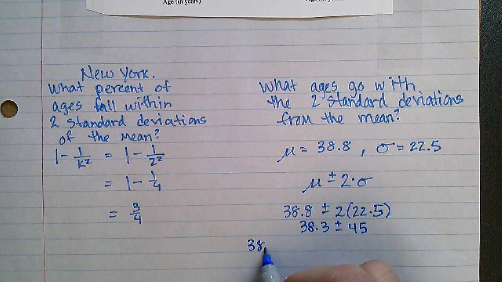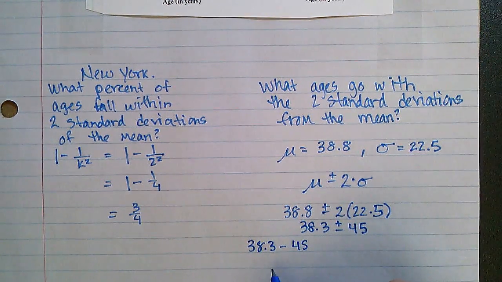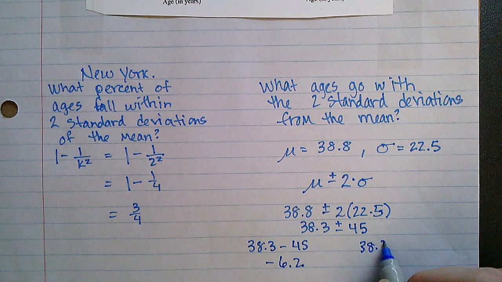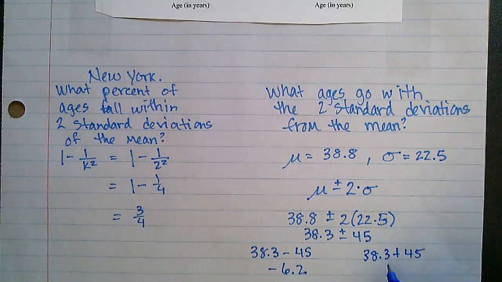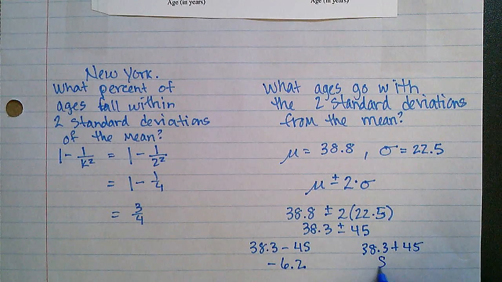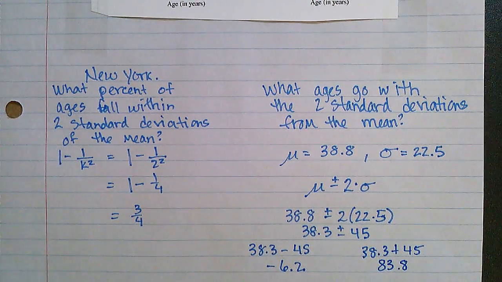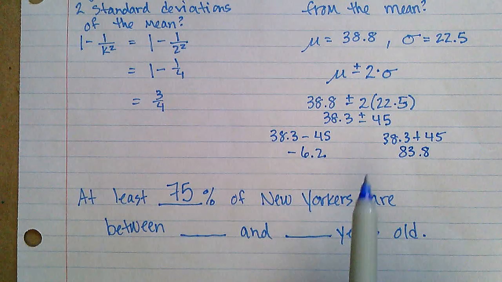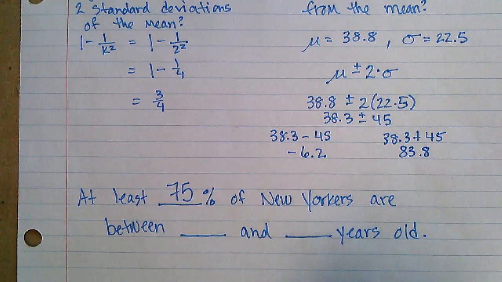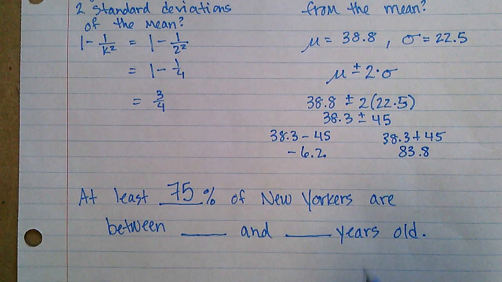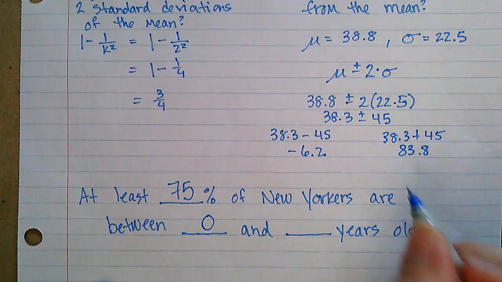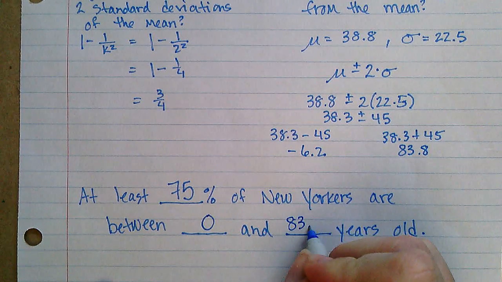38.8 minus 45 would be negative 6.2. 38.8 plus 45 would be 83.8. So since we can't really be negative 6.2 years old, we'll just call that 0. So at least 75% of New Yorkers are between 0 and 83.8 years old.